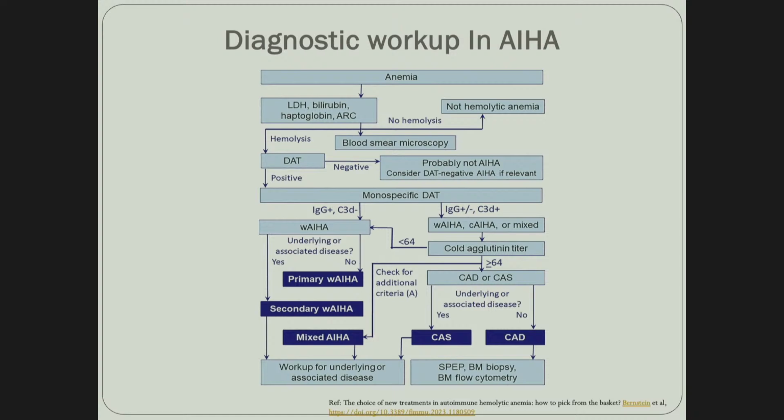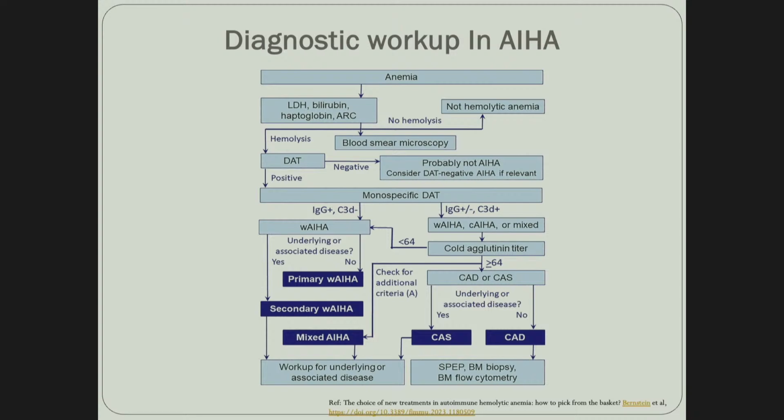You have to suspect hemolysis whenever there is a raised LDH, bilirubin, and absolute reticulocyte count, and reduced haptoglobin. If there is any hemolysis, perform DAT. If no hemolysis, it could be due to other causes, so you have to rule out other conditions. If DAT is positive, you have to go for monospecific DAT.